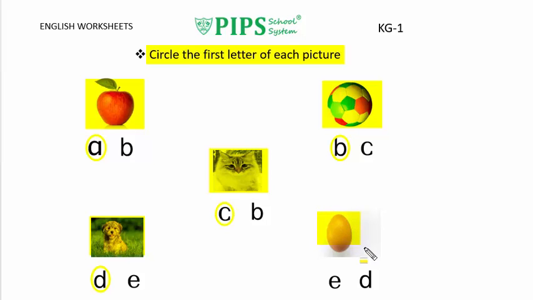This is an egg. The initial letter of egg is E. Sounds like a. A. Egg. Now we will circle the letter E.